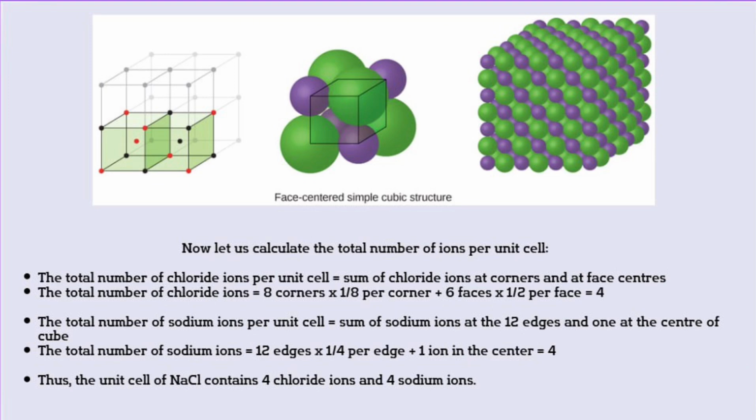The total number of sodium ions per unit cell is equal to the sum of sodium ions at the 12 edges and 1 at the center of the cube. The total number of sodium ions is equal to 12 edges times 1/4 per edge plus 1 ion in the center, which is equal to 4. Thus, the unit cell of sodium chloride contains 4 chloride ions and 4 sodium ions.